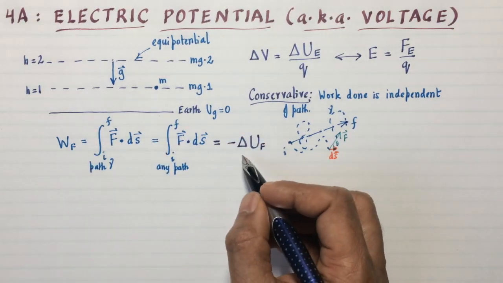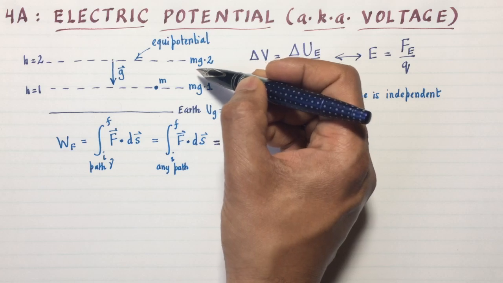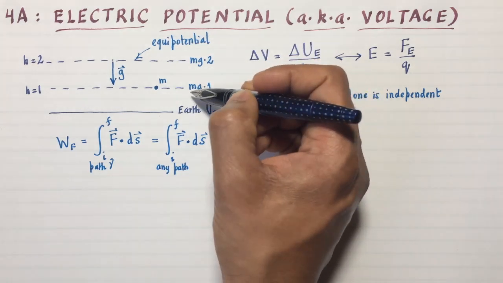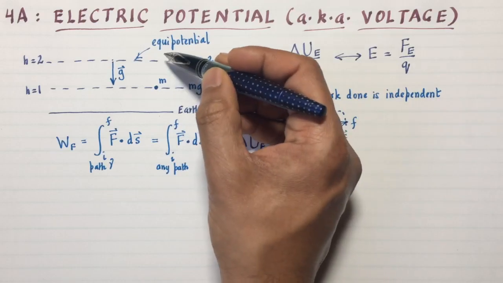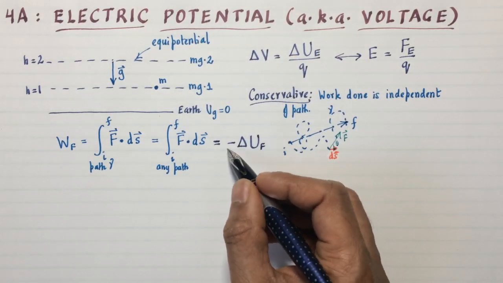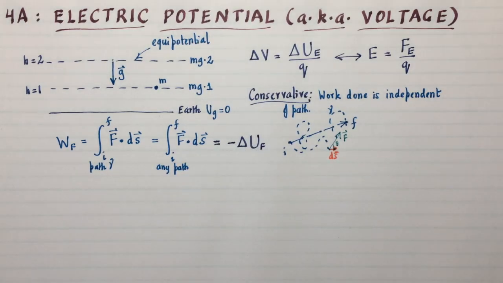But the change in the gravitational potential energy has been negative. You've gone from a higher gravitational potential energy, which is mg times 2, to a lower gravitational potential energy, or mg times 1. So you actually have gone down in potential energy. So for that reason, you need the minus sign to write the work in terms of potential energy.